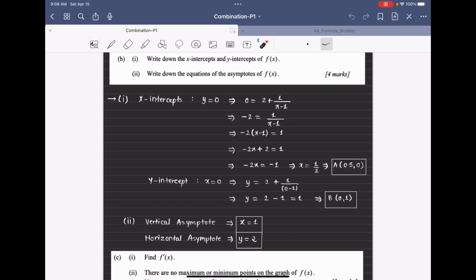Never write the intercept in this form. This is called a line equation. An intercept is always denoted by a point. So when x is 1 by 2, that is 0.5, y is 0. I am labeling this point as A. The y-intercept is very straightforward, x is equal to 0. So I'm again writing that equation, y is equal to 2 plus 1 upon, now putting x equal to 0, 0 minus 1 is minus 1, 1 upon minus 1 is minus 1, 2 minus 1 is 1. So I'm labeling that point as P, which is 0 comma 1.